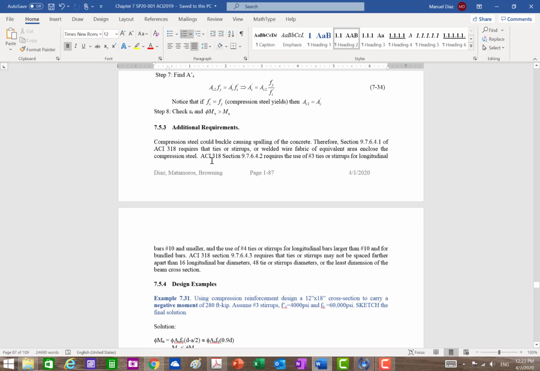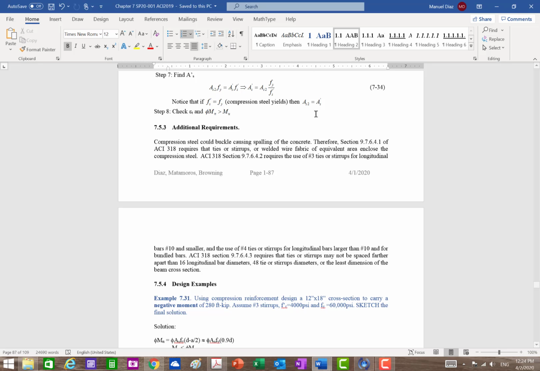There are some additional requirements. Now you're looking at bars in compression, and we discussed it already. You have bars in compression. The potential for buckling is there, and therefore the code specifies now the size of your stirrups. Before, you could say, I can use whatever I need according to my shear. But now there are minimum values in terms of the size of the stirrups that you can use.